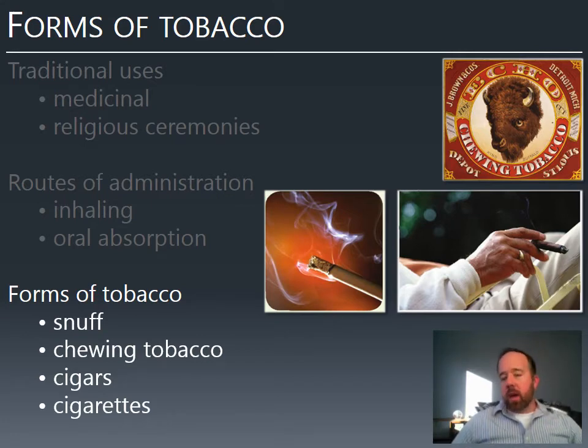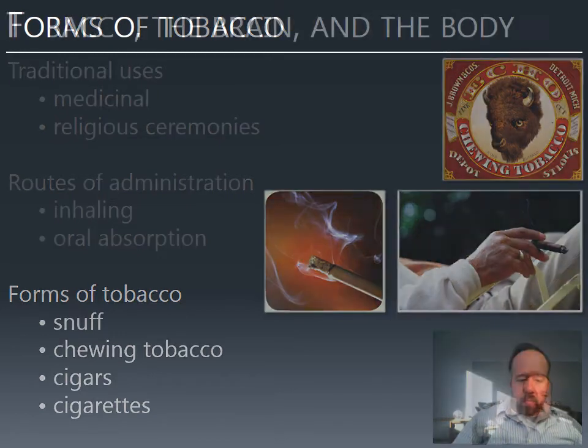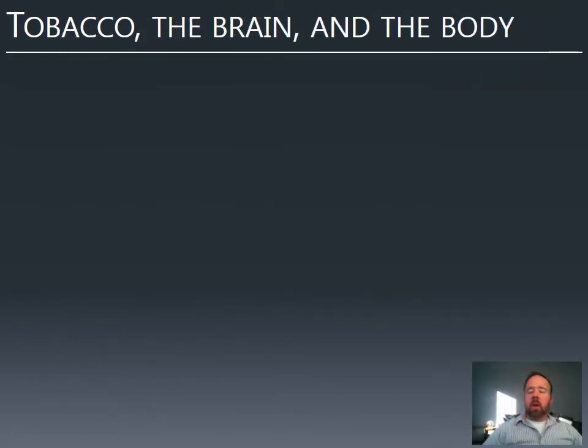But all of these things are vehicles for nicotine and the other ingredients to make their way into the bloodstream. And we've already talked about how substances are inhaled or ingested and how that affects the time course of drug activity. And we'll get into that again in a bit here. Okay, so those are the forms of tobacco.